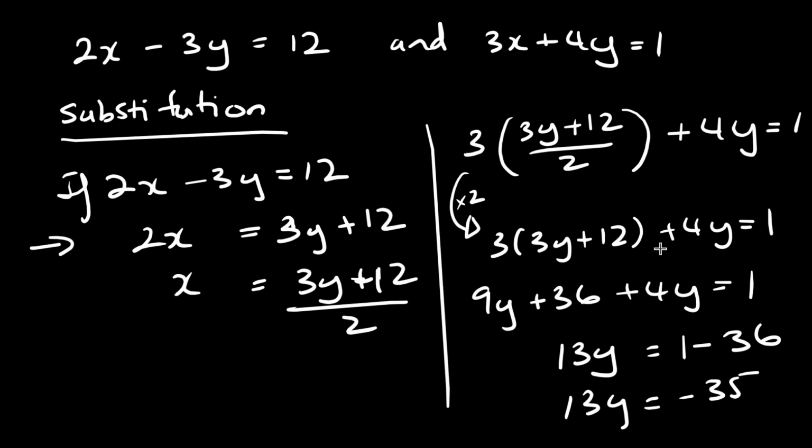Something went amiss. Let's look. So over here we said 2x minus 3y equals 12. Let me check. And we said 3x plus 4y equals 1. All right, good. So that means that 2x is equal to 3y plus 12, x is equal to (3y plus 12) over 2. We'll put it in here, right? 3 times this. Looks good so far. Plus 4y equals 1. Good.